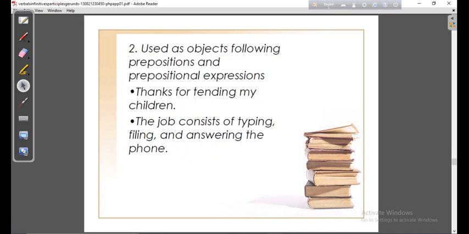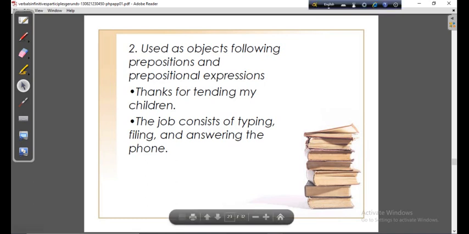Objects used as objects of the following prepositions and prepositional expressions. So I've already said that a noun may be used as an object to a preposition. So gerunds may also be used as an object to a preposition.